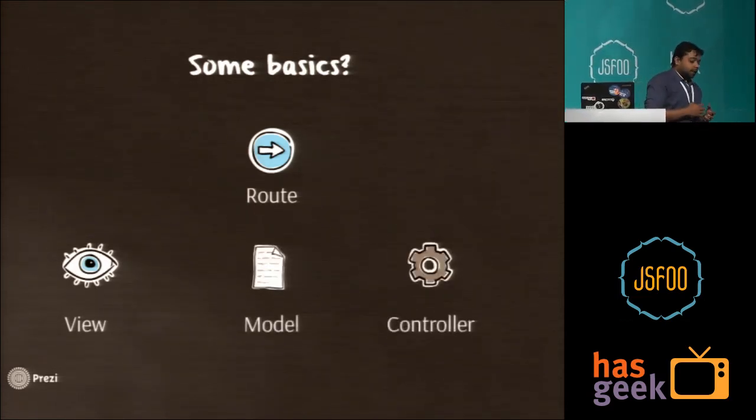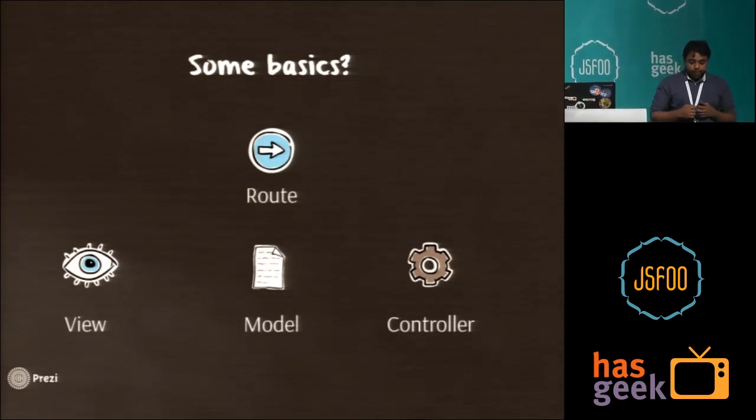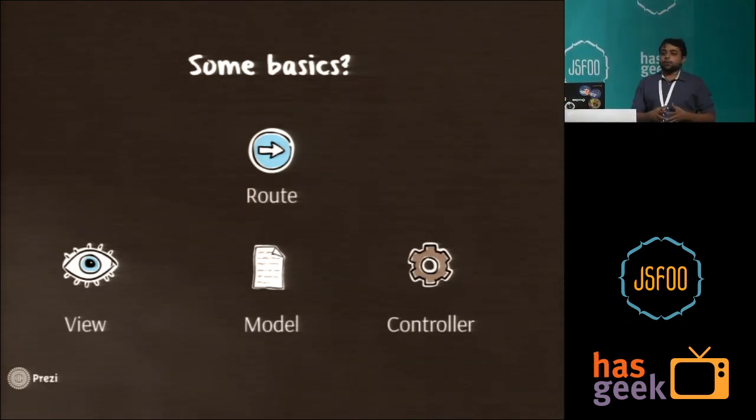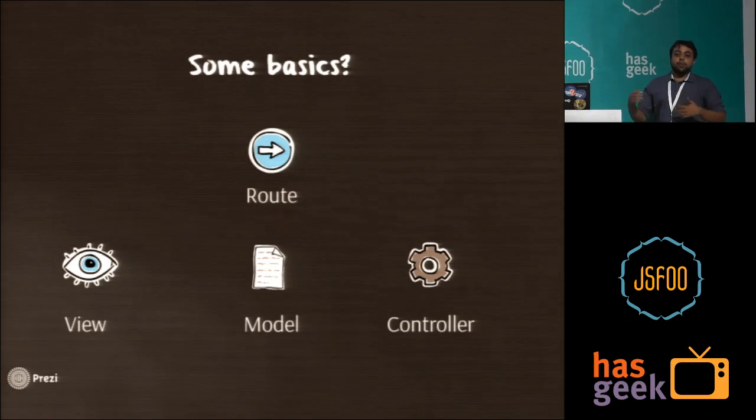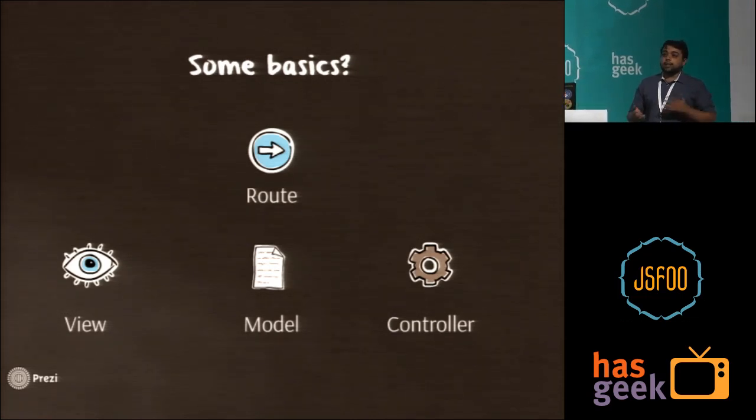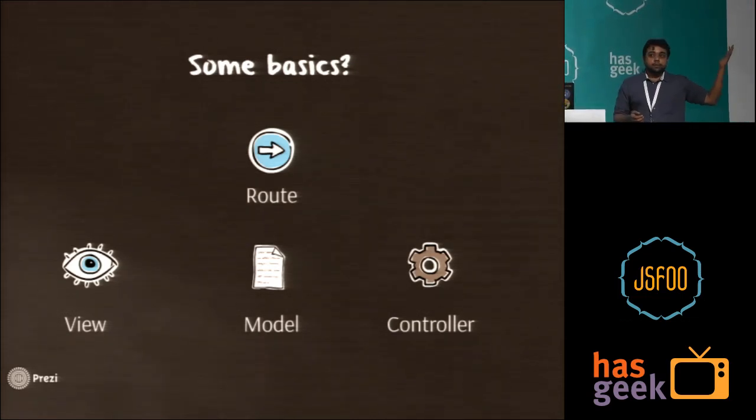Ember, again, is built in a very object-oriented fashion. So you have concepts of classes, you have concepts of objects, plus you have concepts of things like computed and observable properties. So does anyone know what computed properties are?